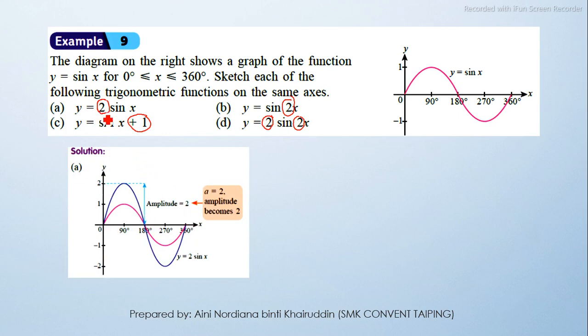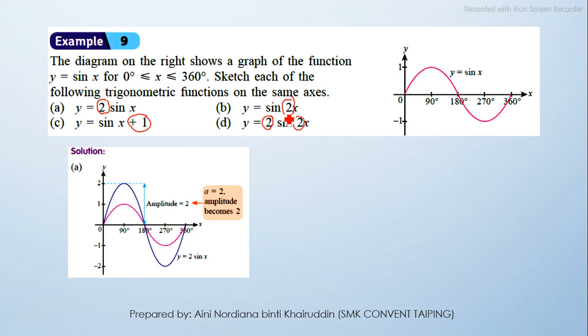When we add the value of amplitude in the function, then the amplitude becomes 2. As you can see, the new graph is the blue color graph. The amplitude is now 2. The rest remain unchanged, only the amplitude.